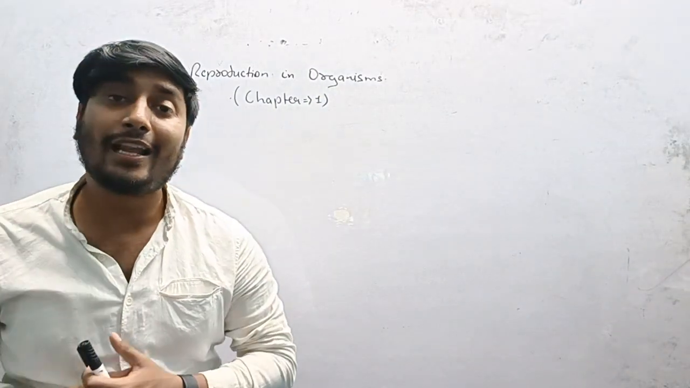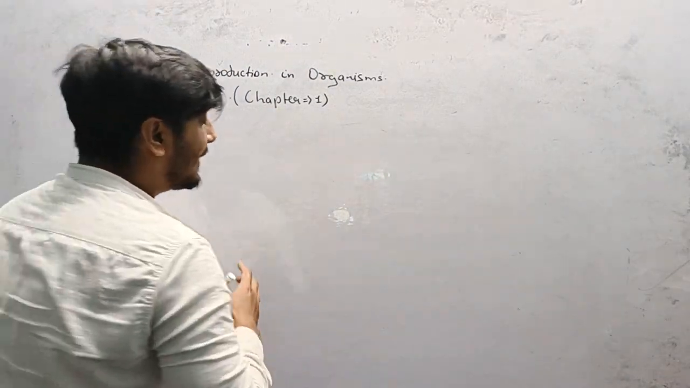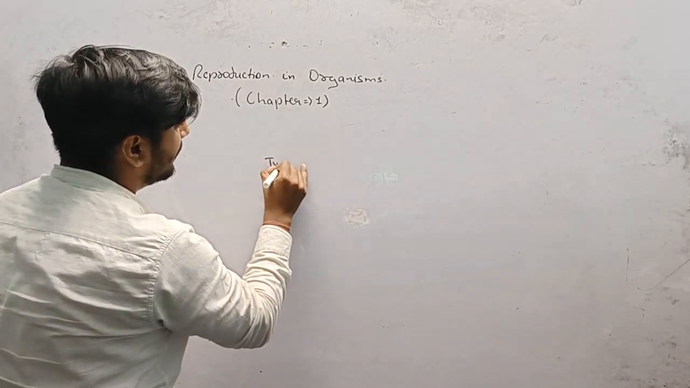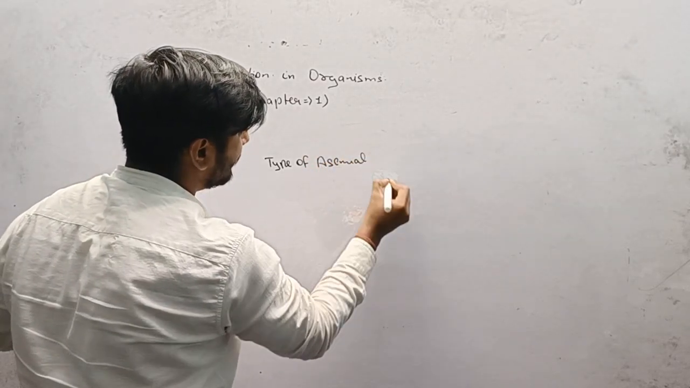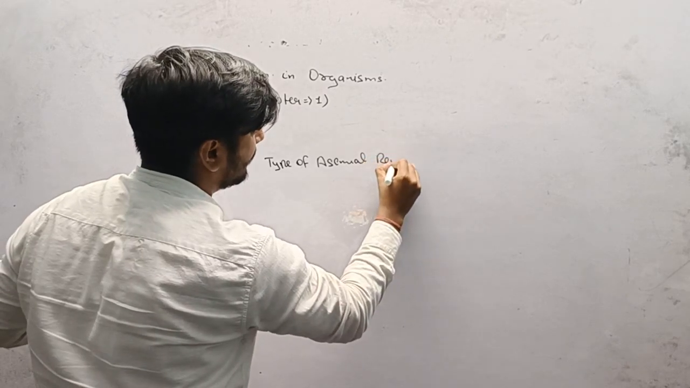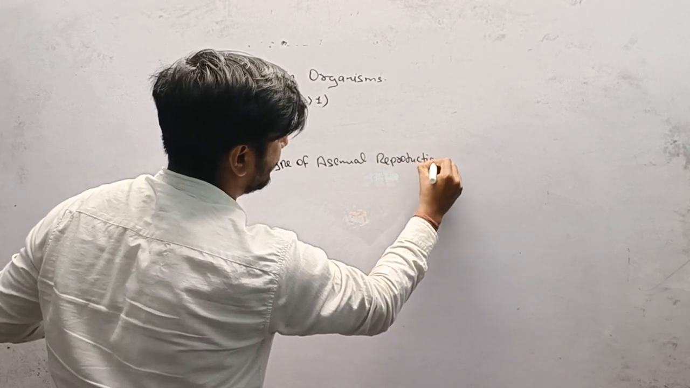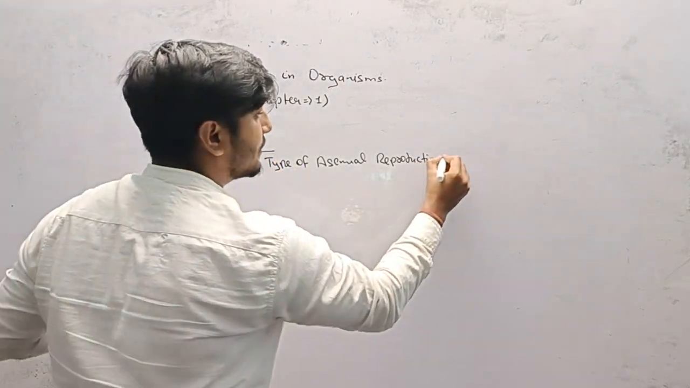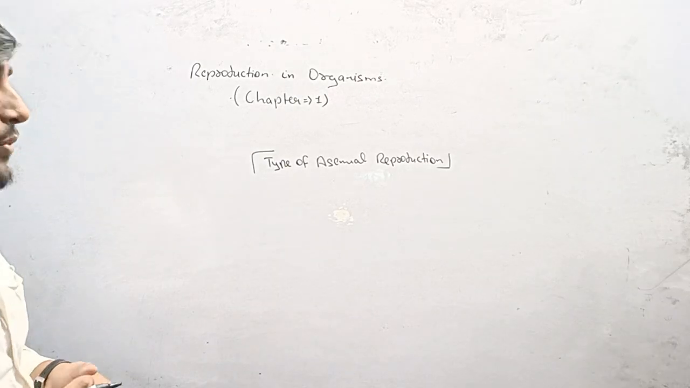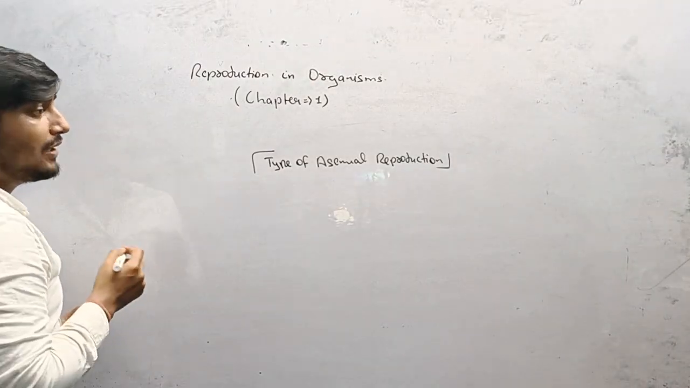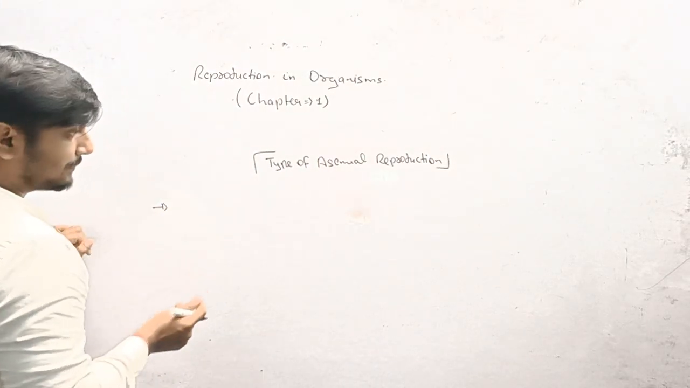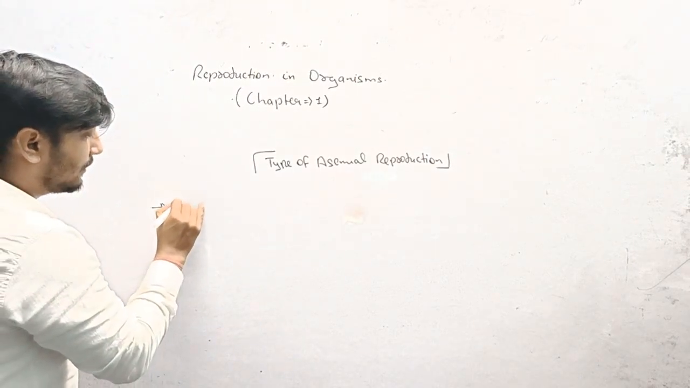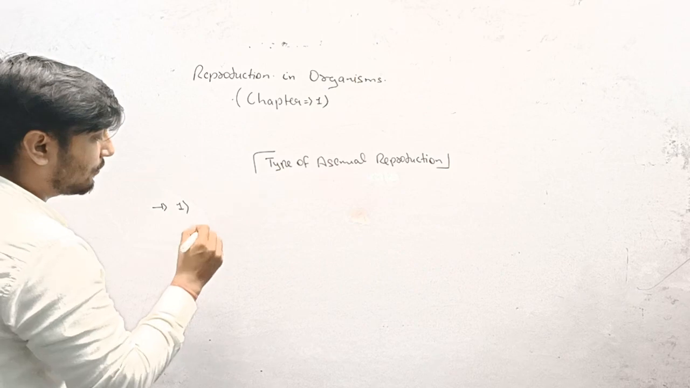Welcome you all to another lecture on reproduction in organisms. In this lecture we are going to discuss the types of asexual reproduction. When we discuss the types, there are many types of asexual reproduction seen. The first type of asexual reproduction we are going to discuss is fission.